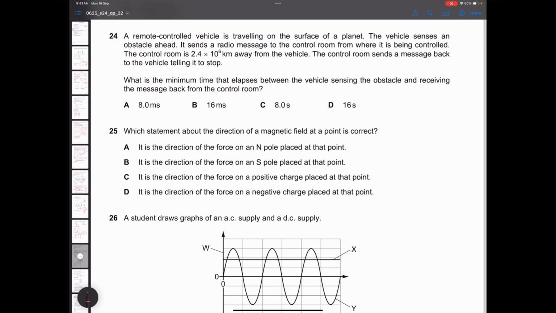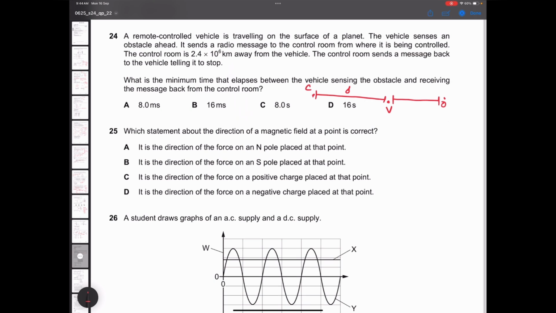Now, starting with question number 24, there is a remote controlled vehicle. Okay, so you have a remote controlled vehicle. Let's say this is your vehicle, traveling on the surface of a planet. The vehicle senses an obstacle ahead. So there is an obstacle ahead. It sends a radio message to the control room. So let's say there is a control room here. It sends a radio message to the control room, so it travels a distance d. The control room is this much away. So the distance d is 2.4 into 10 to the power 6 kilometers.